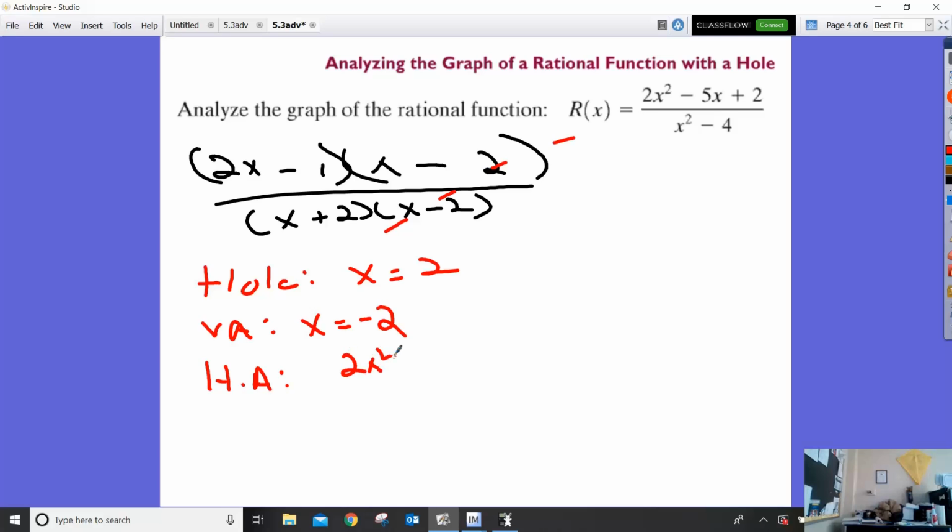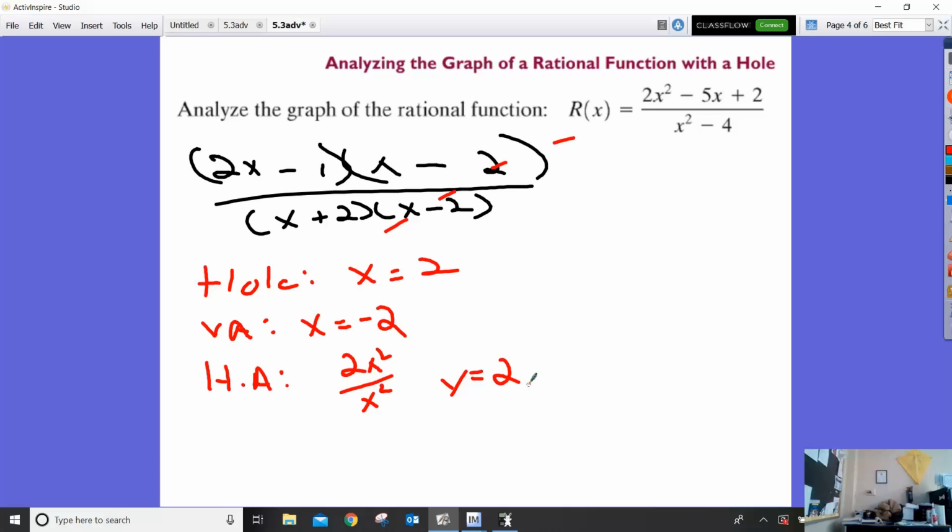Focus on 2x squared over x squared. The degree of the denominator matches the degree of the numerator. Where is a horizontal asymptote? -2. I mentioned this the other day. If you have a horizontal, do you have a slant? No. You do not have a slant. If you have a slant, the degree of the numerator has to be 1 higher than the denominator. There's no slant.